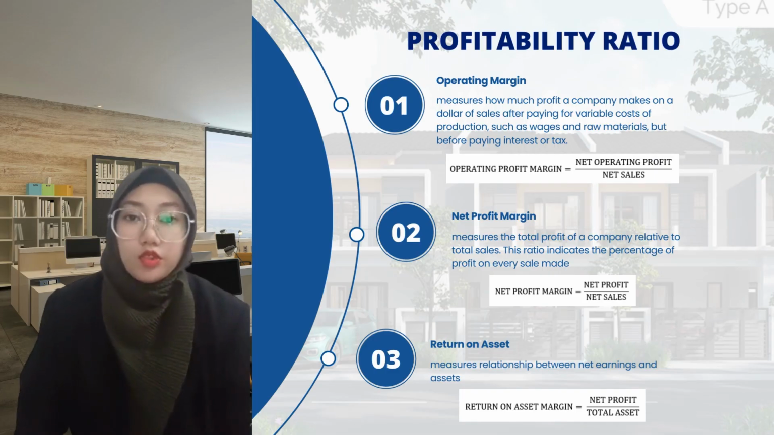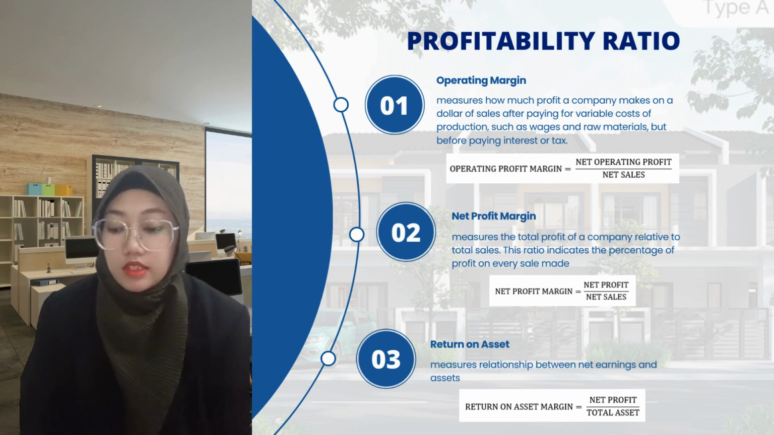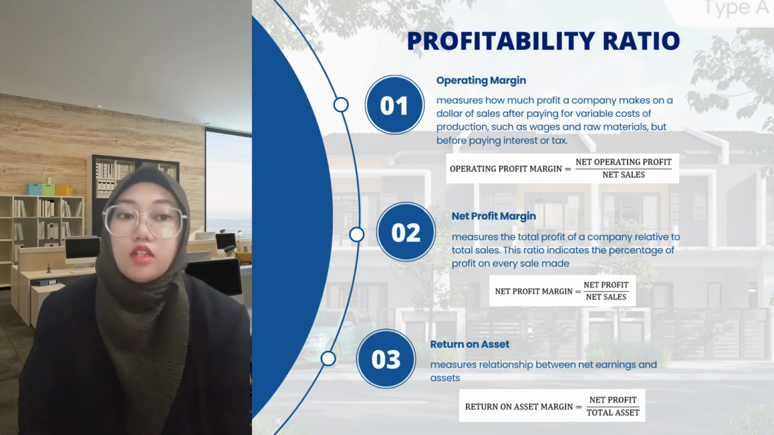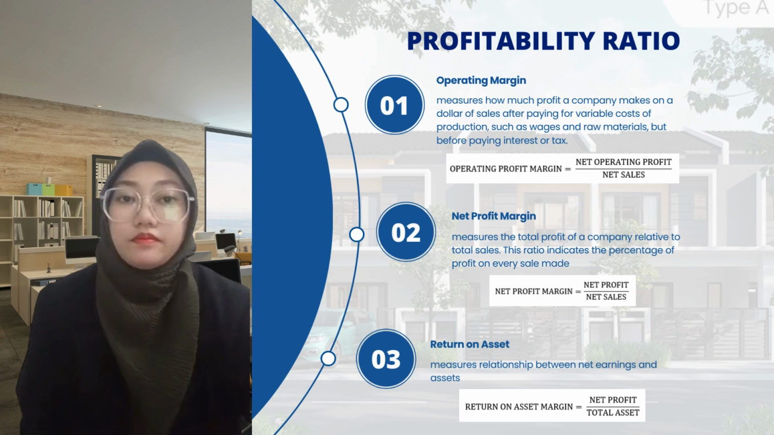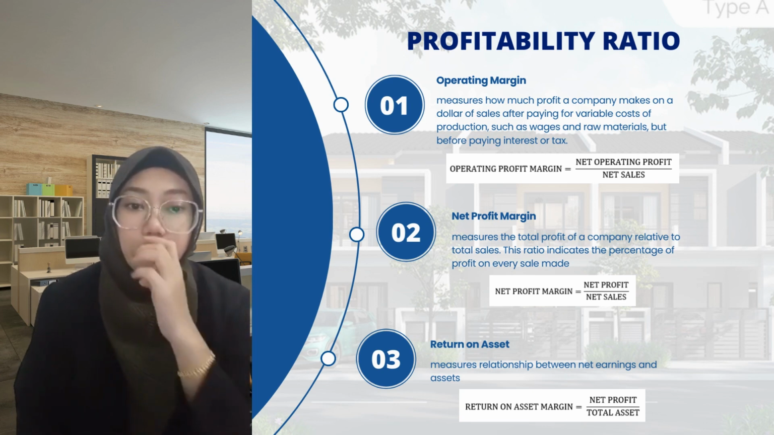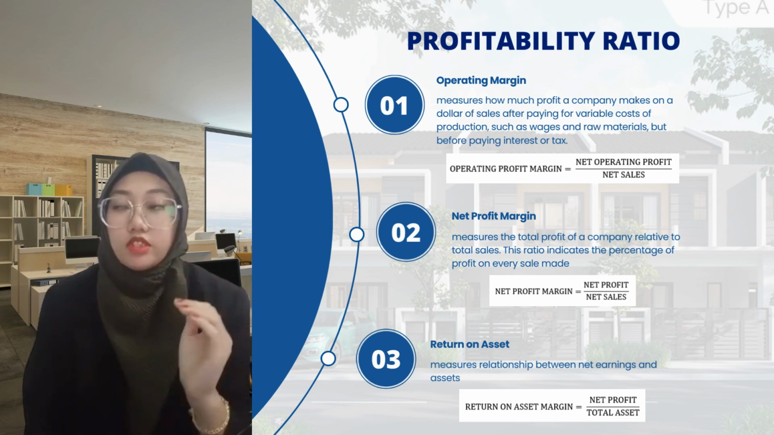Hi, today I'm going to present about profitability ratio. Profitability ratio is a ratio that measures the profitability of a company at a given level of asset, equity, and sales. The three ratios that we use are operating margin, net profit margin, and return on asset.